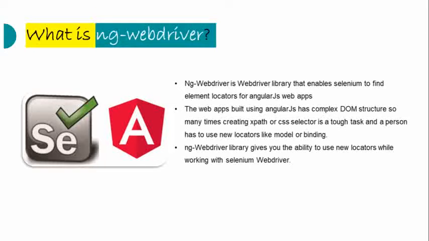The web app built using AngularJS has complex DOM structure, so many times creating XPath or CSS selector is a tough task, and a person has to use new locators like model or binding. So model and binding, these are very common element locator strategies in Protractor. ngWebDriver library gives you the ability to use new locators while working with Selenium WebDriver. So just in case you do not want to shift from Selenium to Protractor, you can already use Selenium, and then there is a third-party library called ngWebDriver that you can add into your project, and then it will give you much flexibility to test the AngularJS web applications.